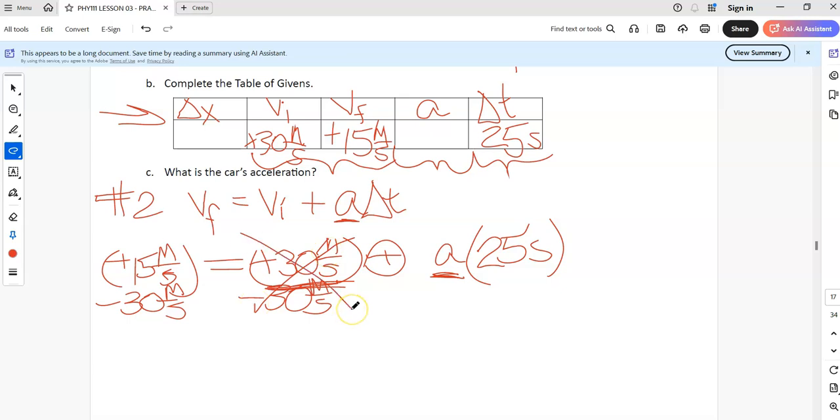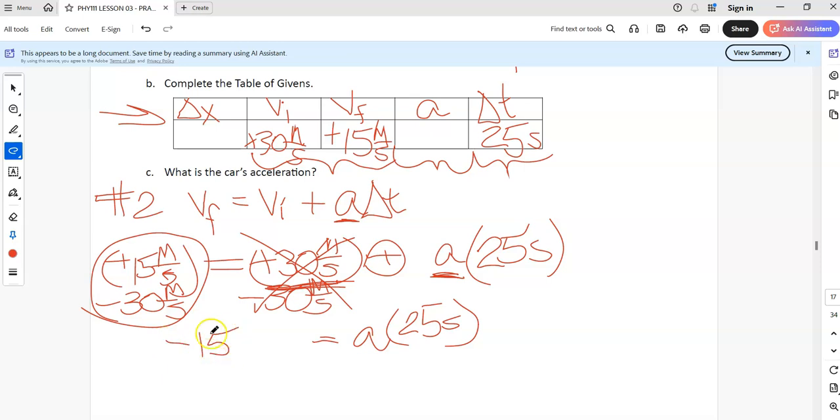that term disappears, and now we have that a times 25 seconds equals this sum. So it's positive 15 meters per second and minus negative 30 meters per second. We add those together, we get negative 15 meters per second. We divide both sides by 25 seconds to get rid of that term.